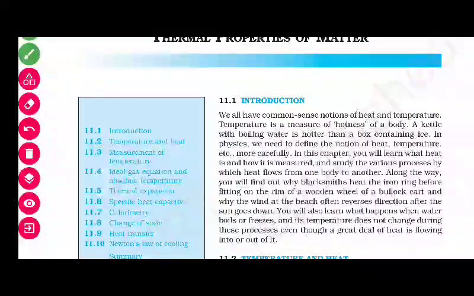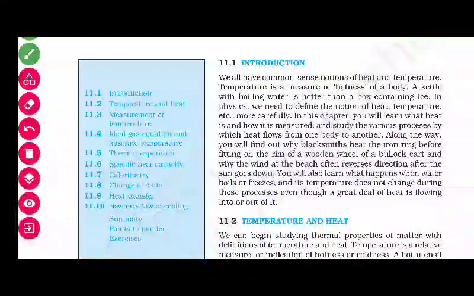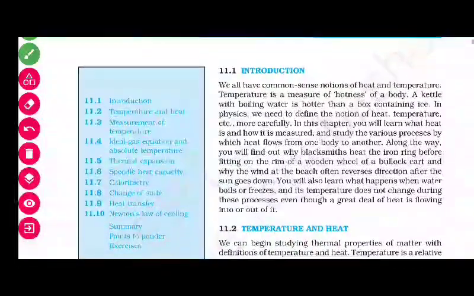First we'll see the introduction paragraph, then temperature and heat, the second paragraph. Then the third topic will be measurement of heat. Then we'll deal with the ideal gas equation and absolute temperature. Thermal expansion will be our next topic. Then specific heat capacity, calorimetry, change of state, heat transfer, and lastly we'll do Newton's law of cooling. Without wasting any time, let's jump to the introduction paragraph.